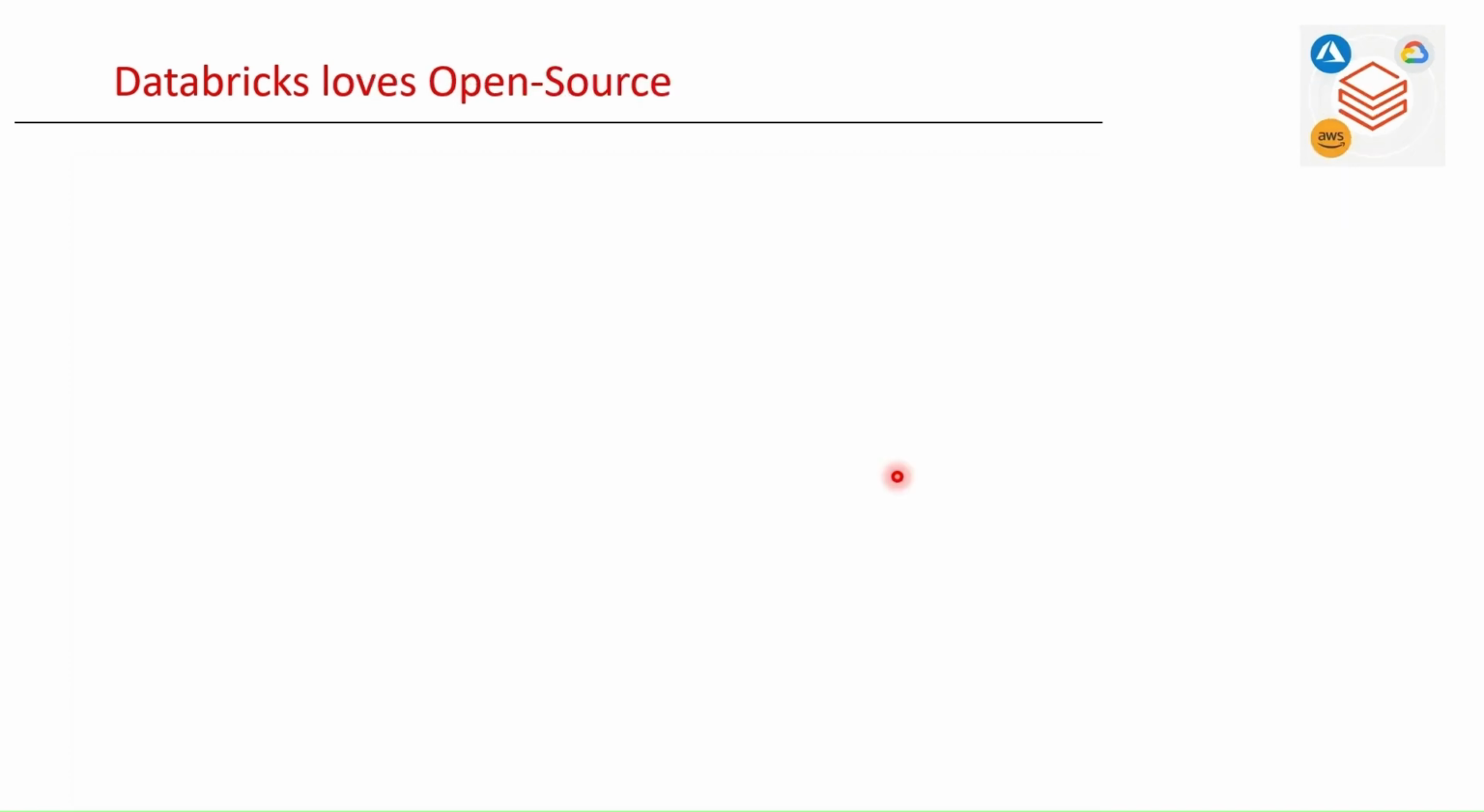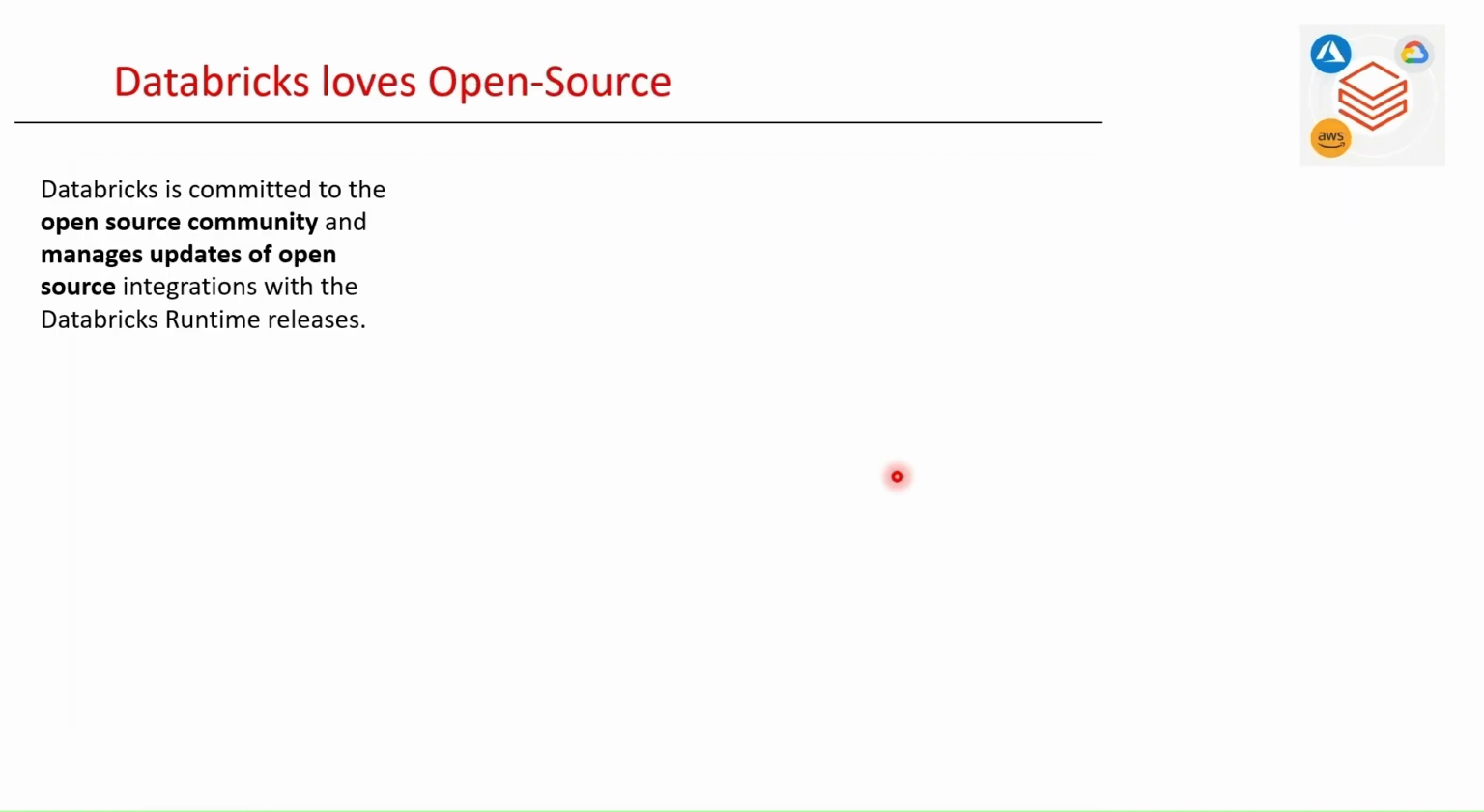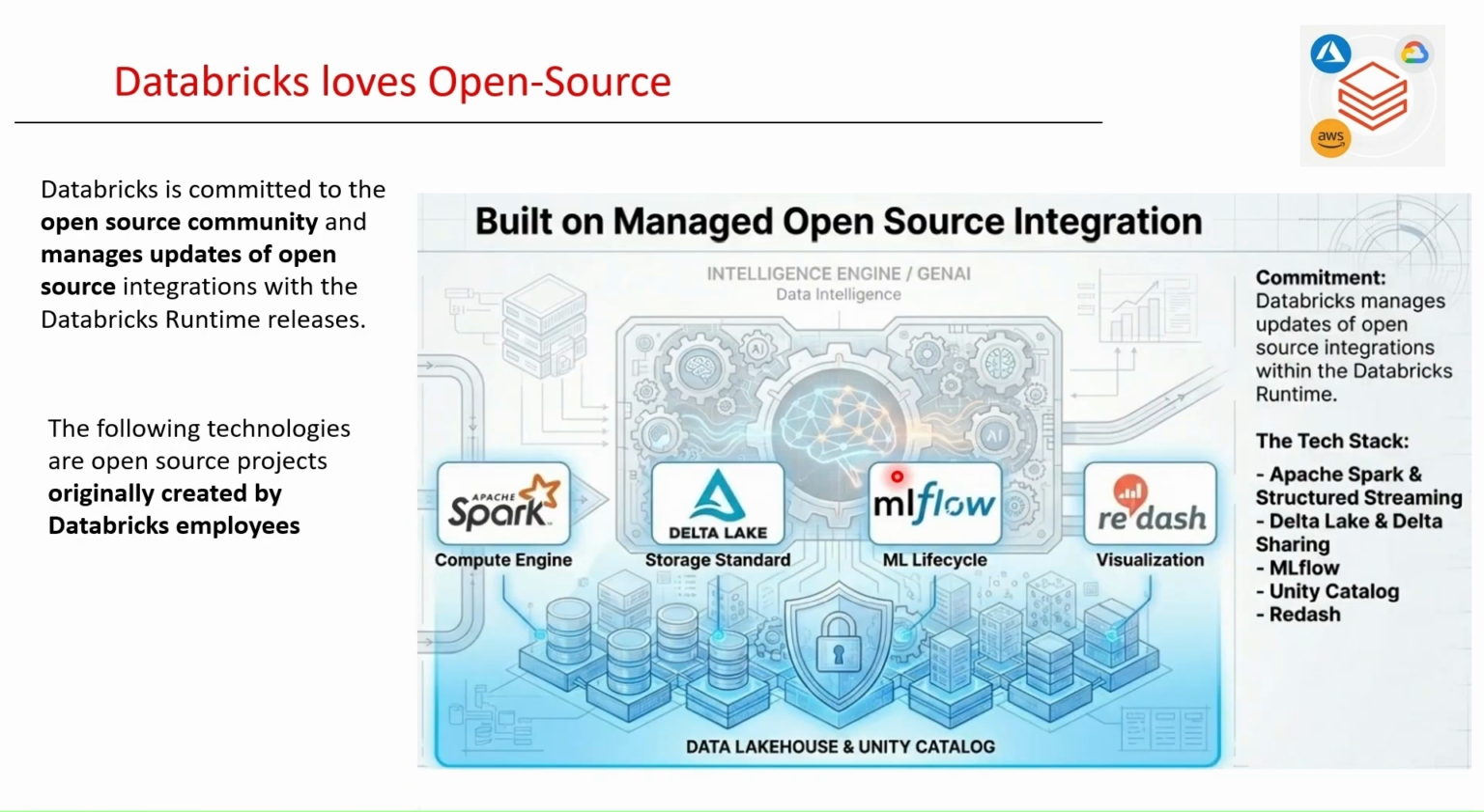And then moving on, Databricks loves open source. What I mean by that is Databricks is committed to the open source community and manages updates of open source integrations with the Databricks runtime releases. The following technologies are open source projects originally created by Databricks employees: Apache Spark, Delta Lake, MLflow, Redash, and then Unity Catalog and Delta Sharing. All of these projects are open source, and they're tightly integrated with Databricks. In a moment, I'll take you to a browser and explain these open source projects in detail. Let me move on to another slide, and then we'll go to a browser.